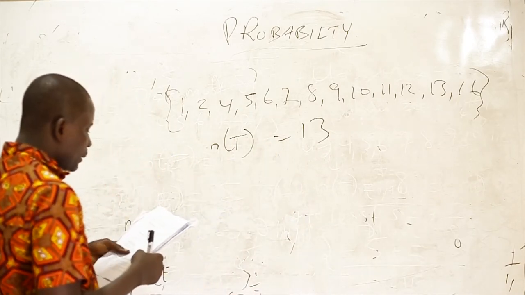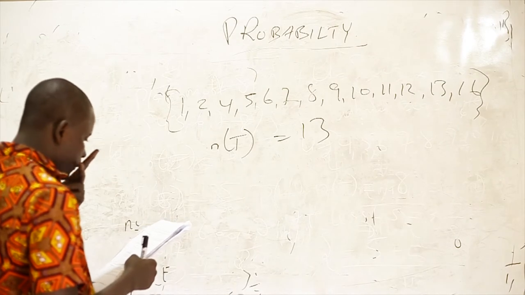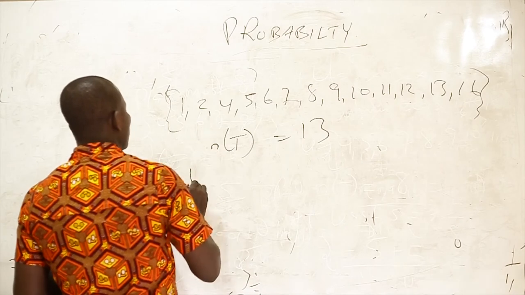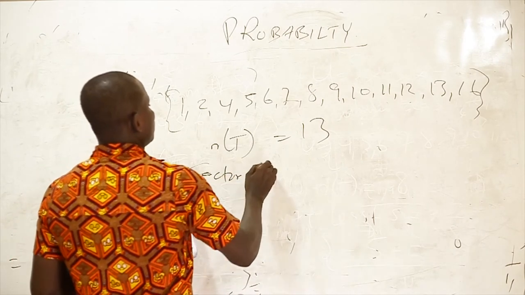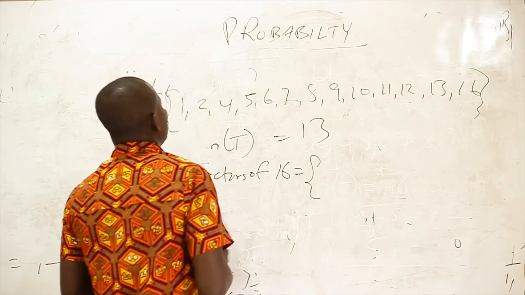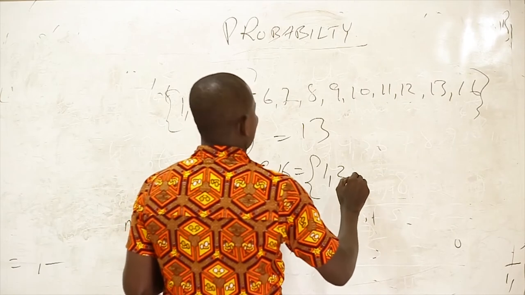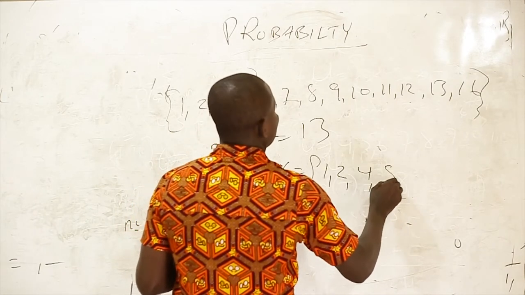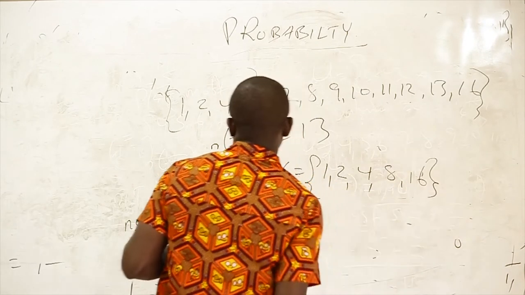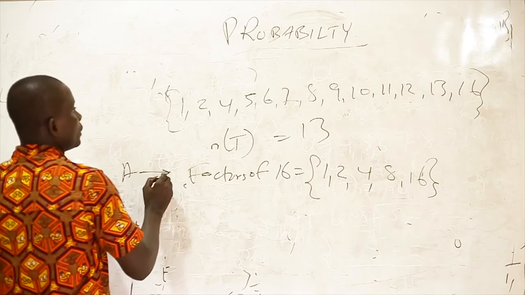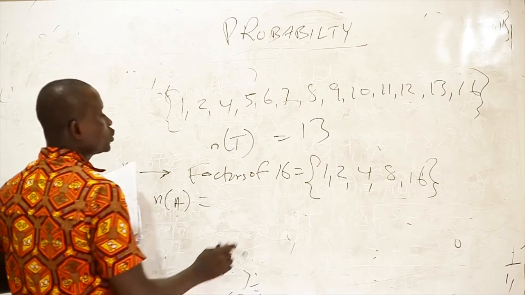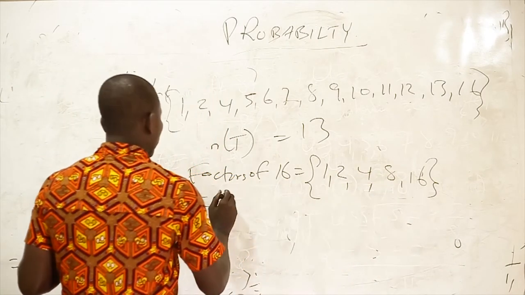Now, let's see. We have worked this already, similar work. He says factors of 16, so let's see the factors of 16. What's that set? We have 1, 2, 4, 8, and 16. So if this is set A, then n(A) is equal to what? 1, 2, 3, 4, 5.